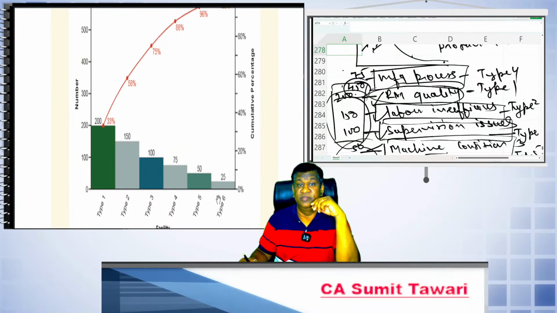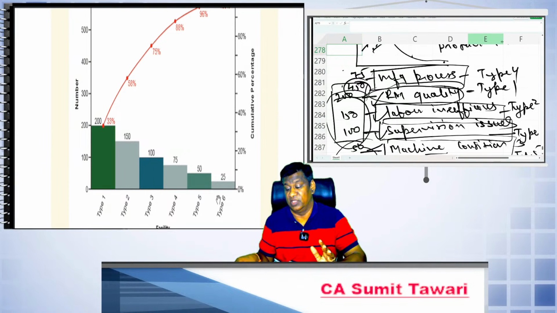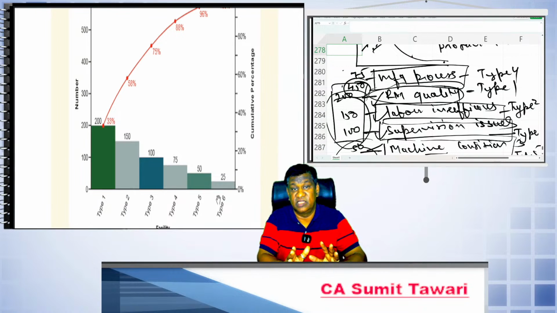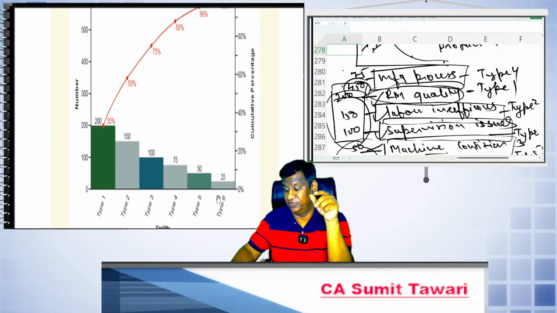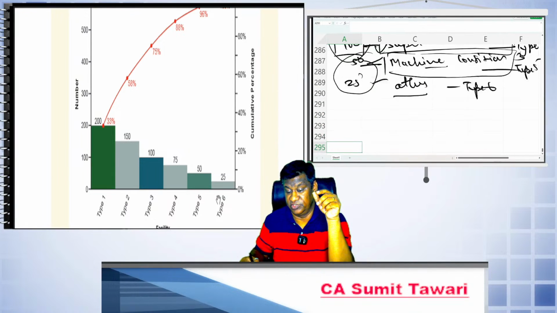So the cumulative chart is also there, because I need to know to what extent I am able to achieve the desired level of efficiency. If I correct the first, second and third, then I may achieve 75% efficiency, and that is my benchmark. So how are the red line percentages derived? See, if you sum all together 200, 150, 100, 75, 50 and 25, it is basically 600 quantity in total.